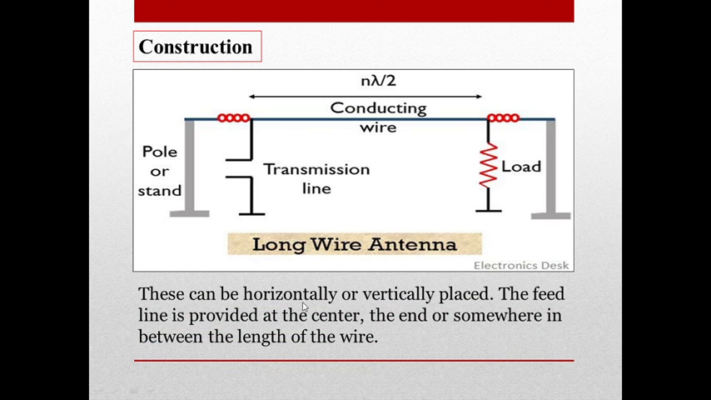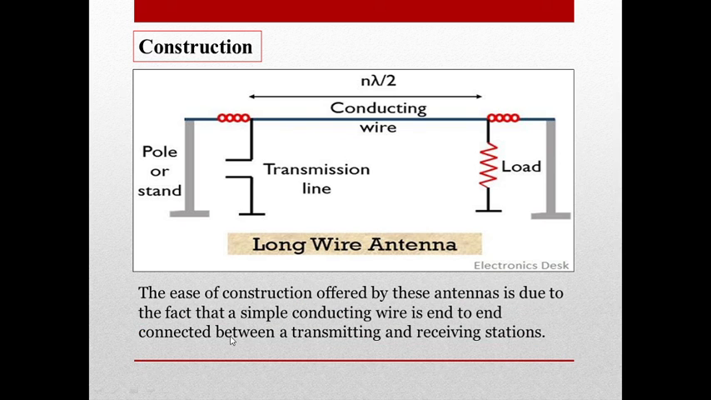These can be horizontally or vertically placed. The feed line is provided at the center, the end, or somewhere in between the length of the wire. The ease of construction offered by these antennas is due to the fact that a simple conducting wire is connected end-to-end between the transmitting and receiving stations. As I said earlier, this will be the transmitting and receiving station, and it's connected end-to-end by a wire, which is a multiple of the half-wave dipole.